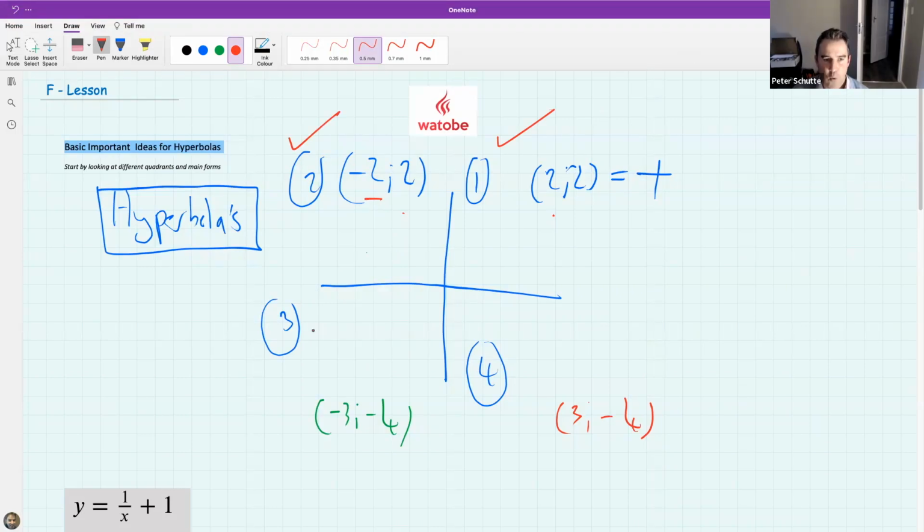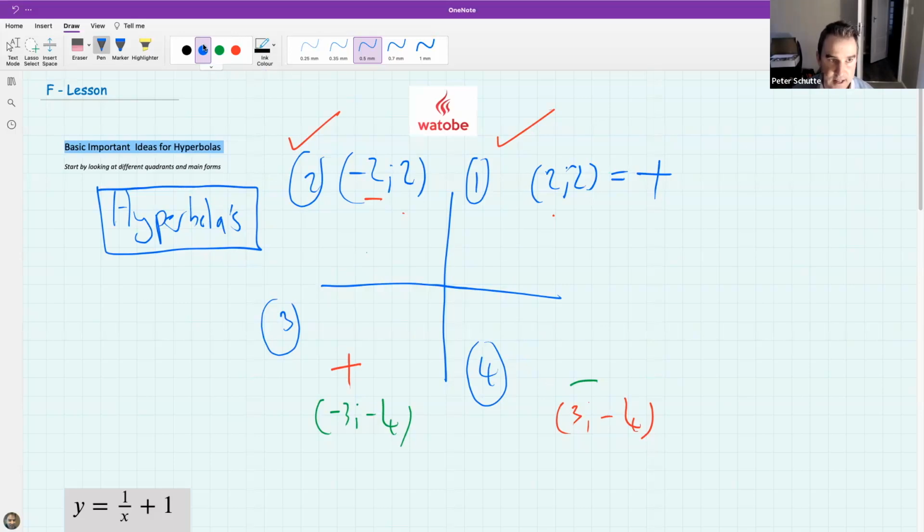Okay, what about quadrant 3? If I multiply the X by the Y, am I going to end up being positive or negative? Okay, I have to be positive. And in quadrant 4, if I multiply X by the Y, what do I get? Aha. Okay, well, ladies and gentlemen, you have just learned the most important thing about hyperbolas.